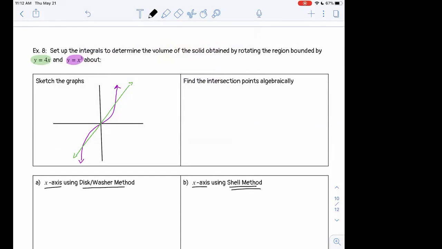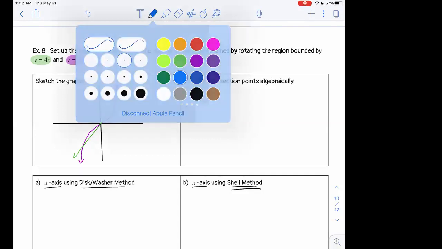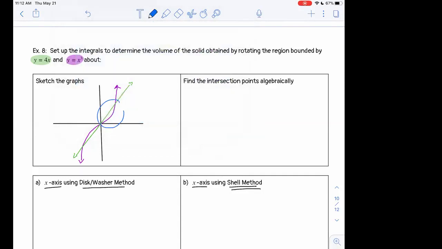All right. So hopefully you have a graph that looks similar to what I have here, okay? So I've made the linear one, y equals 4x in the green curve, or the green line rather, and the cubic one, y equals x cubed, is the purple one. Now you'll notice from this that there are two different regions, and so for the sake of this problem, we're going to choose the region in the first quadrant, okay? So this is going to be the region that we look at being revolved around different axes.